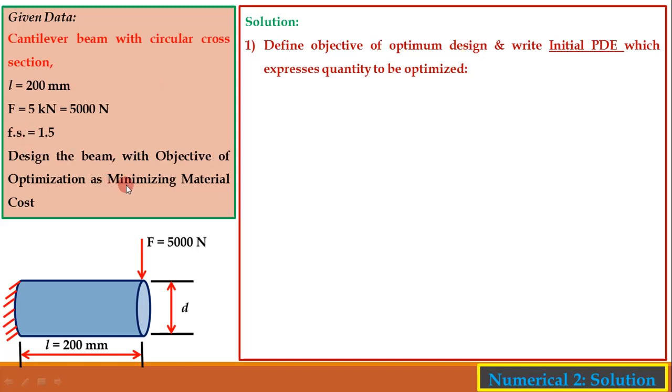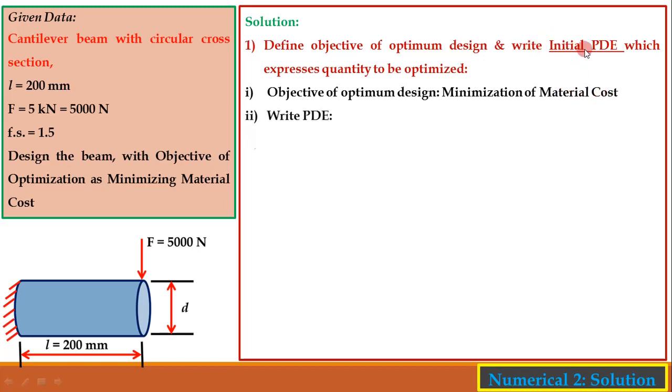And what is that objective? Minimizing the material cost. So we'll use this as it is. Objective of optimum design is minimization of material cost. Now we'll write the initial PDE. So second point is write PDE.